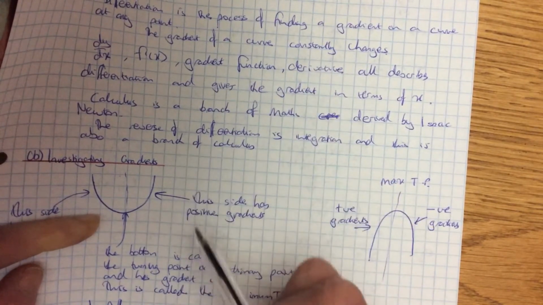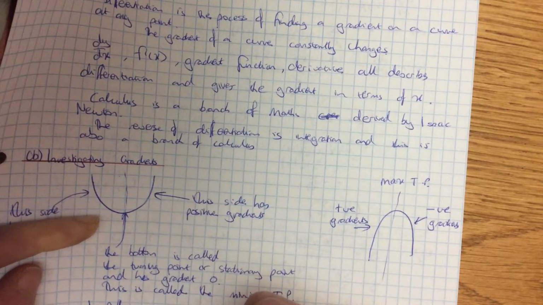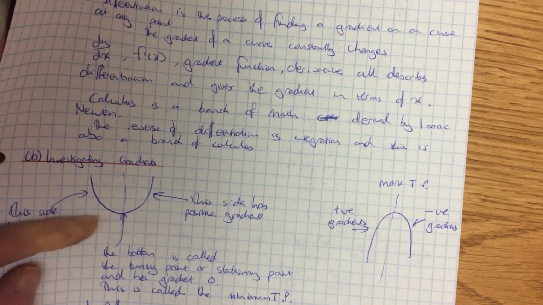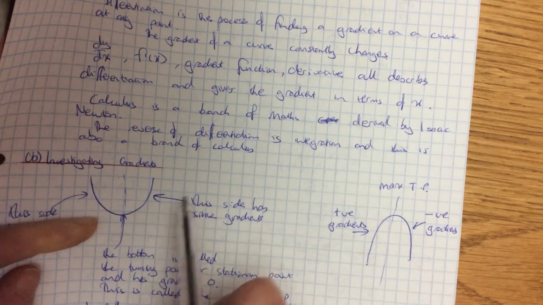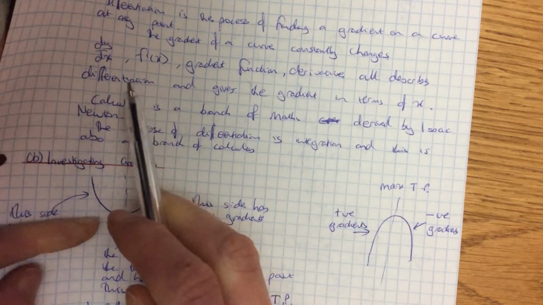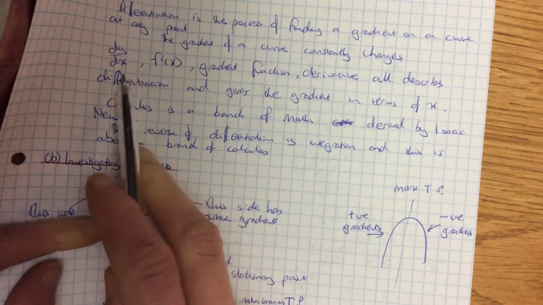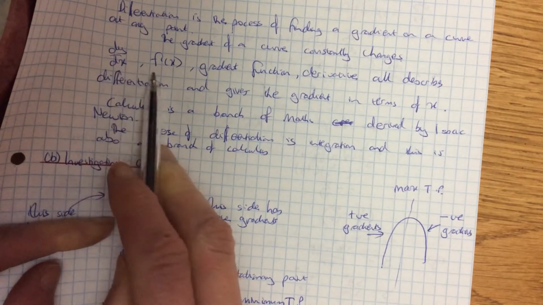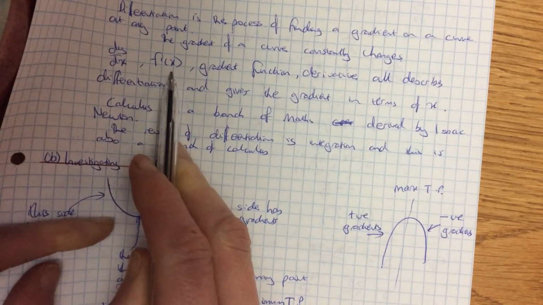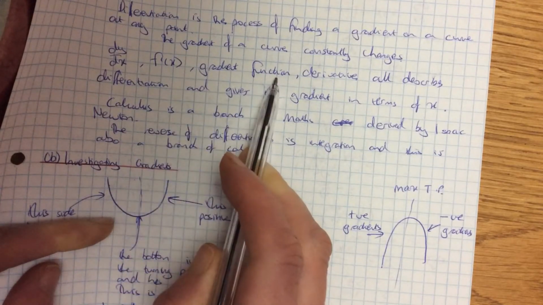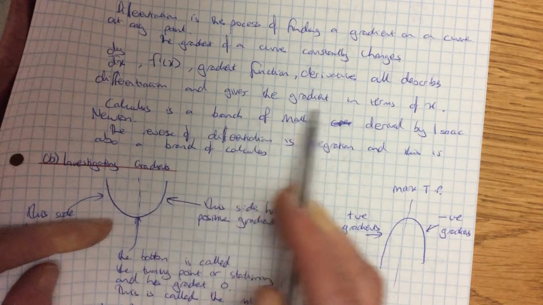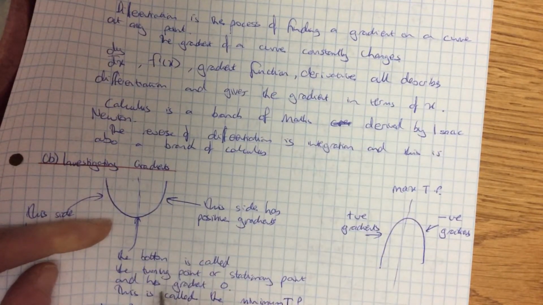On a straight line, the gradient never changes. And that's where the difference in y's over difference in x's comes in. But on a curve, it constantly changes, so that's important. The way you write the gradient or differentiation is dy by dx or f dash x. The gradient function or derivative, that all describes differentiation and gives a gradient in terms of x. You'll see what that means later on.